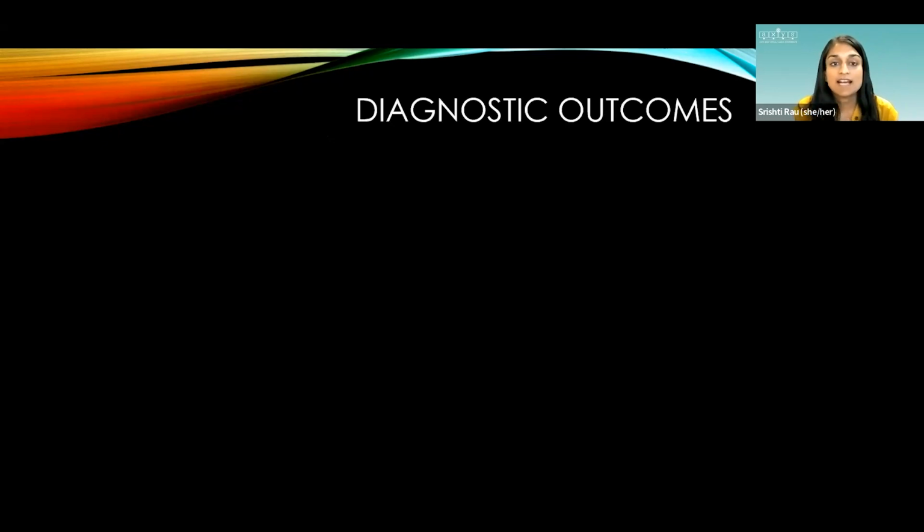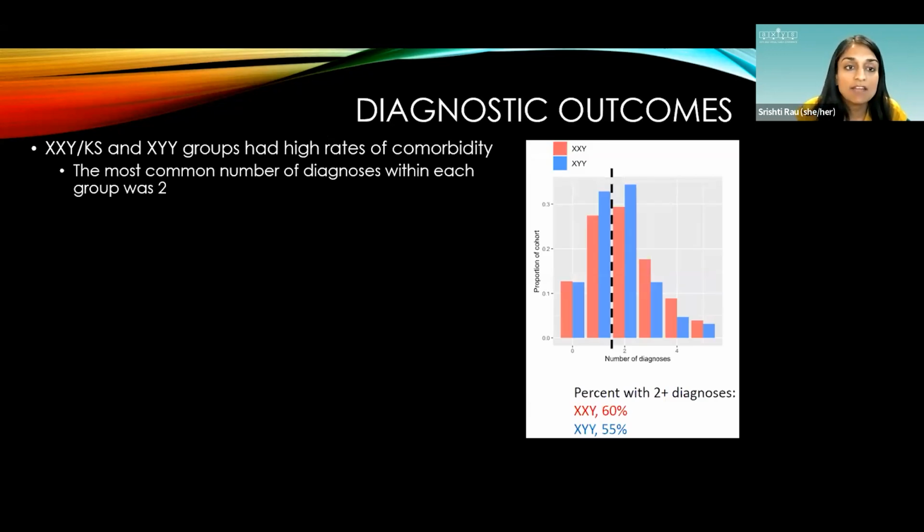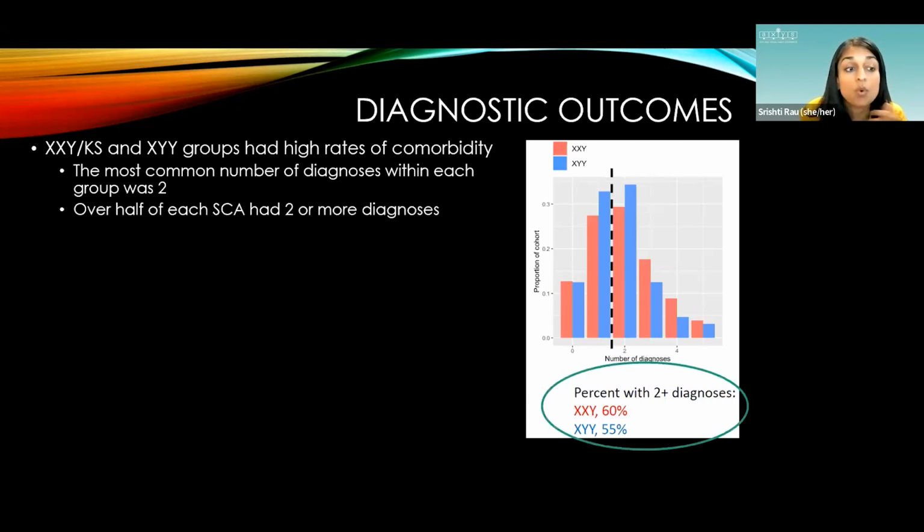In terms of the diagnostic outcomes data, there were high rates of comorbidity in both SCAs, and the most common number of diagnoses given was 2, meaning the most individuals had 2 diagnoses within both groups. In fact, over half of the individuals in each SCA had 2 or more diagnoses. These bars on the right represent all the individuals with Klinefelter's and XYY that had 2 or more diagnoses.